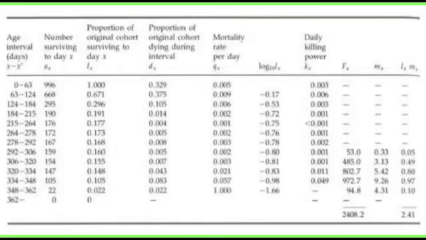Here is an example of a life table, particularly a cohort life table for the species Phlox drummondii. This table shows the proportion of survival and death of the species considering different age intervals. The mortality rate can also be computed, like the one shown in this example, which was considered on a daily basis.